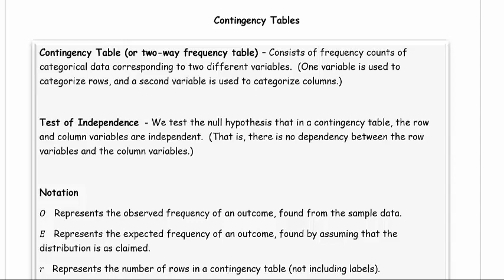What we're going to be doing is a test for independence. We want to test the null hypothesis that in a contingency table, the row and column variables are independent. That is, there is no dependency between the row variables and the column variables.